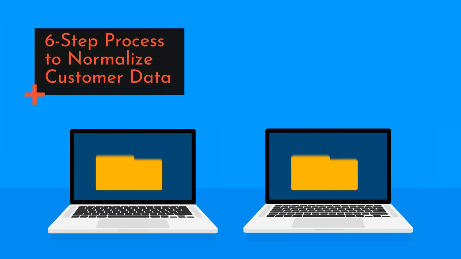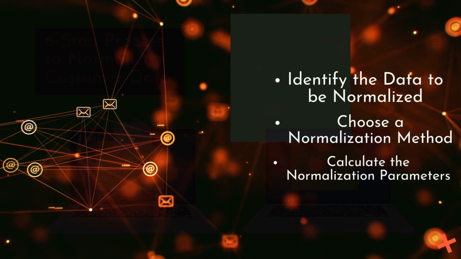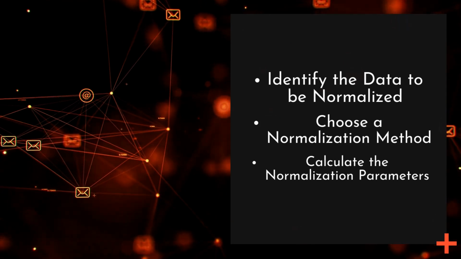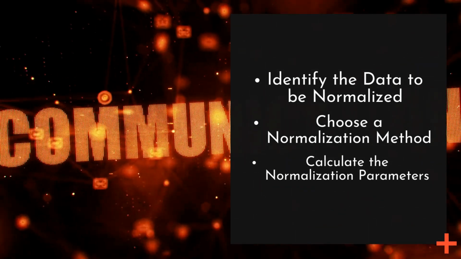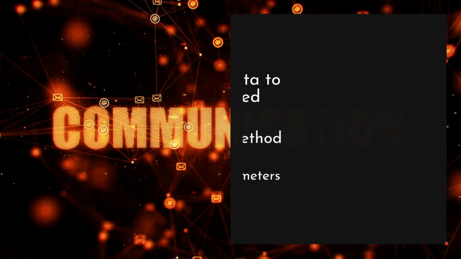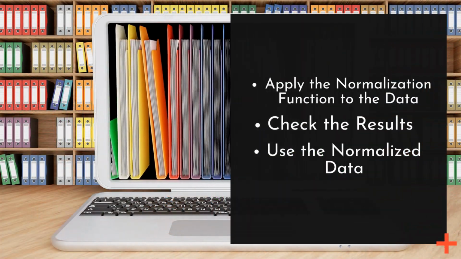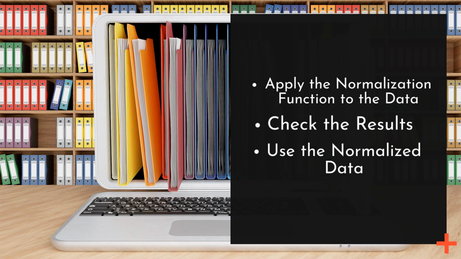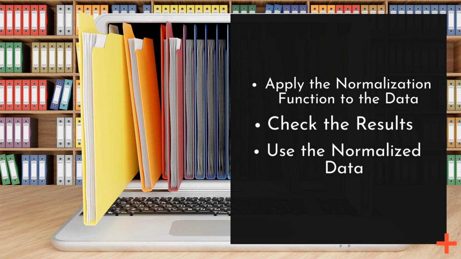6-step process to normalize customer data. Identify the data to be normalized. Choose a normalization method. Calculate the normalization parameters. Apply the normalization function to the data. Check the results. Use the normalized data.